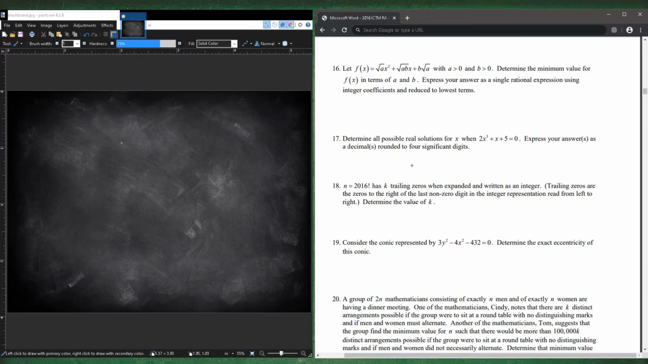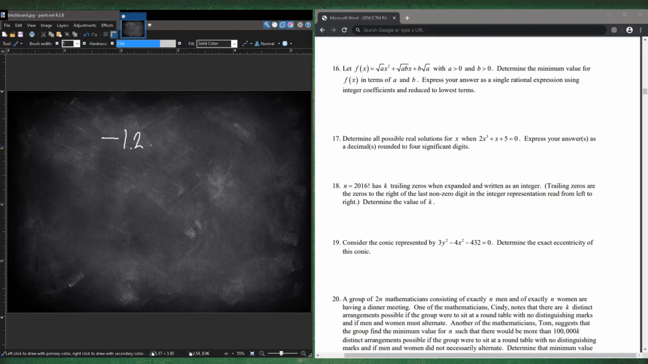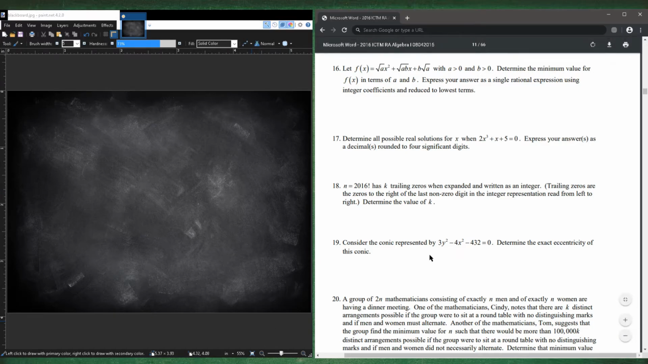So the only answer is negative 1.2. Four significant figures, so four figures: negative 1.235 is your answer for number 17. Just know how to use your calculator, and that's basically it.